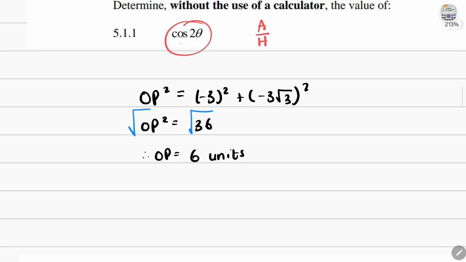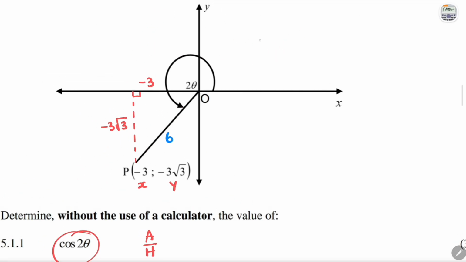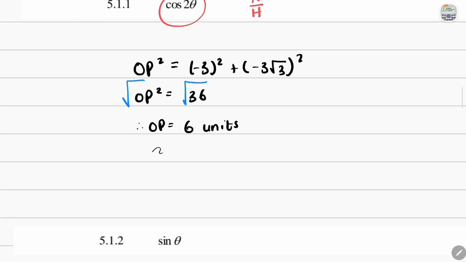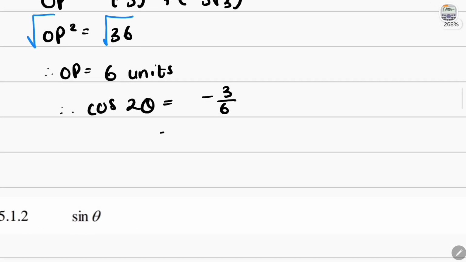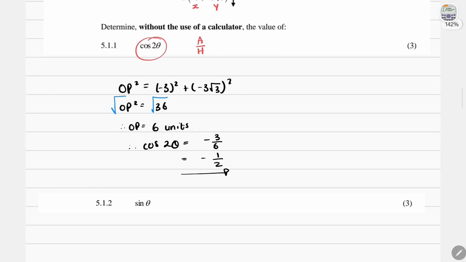Okay, and now we can find out what cos 2 theta is. So if this is 6, cos, remember, is adjacent over hypotenuse. So it's the adjacent side, negative 3, over that hypotenuse of 6. So therefore, cos 2 theta is equal to negative 3 over 6. And then this simplifies to negative 1 over 2. And that is our answer. Moving on to the next question.